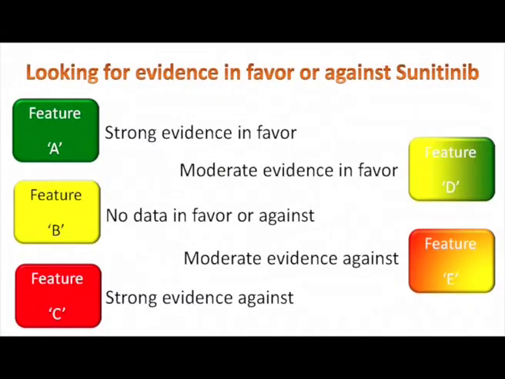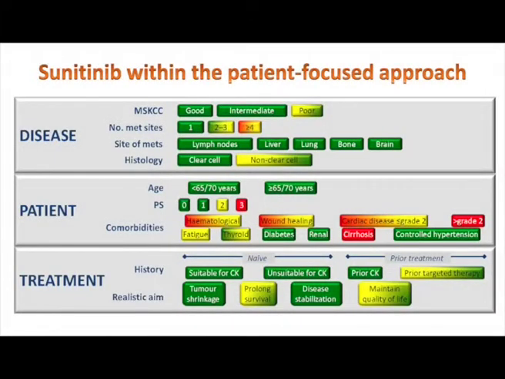And trying to look for the evidence in favor or against sunitinib in the different scenarios, I tried to color the different options. With green, I indicated a strong evidence in favor of sunitinib use. With yellow, no data in favor or against, those gray areas of treatment choices. And in red, strong evidence against. But considering that life is not black or white, I consider also moderate evidence in favor and also moderate evidence against. And trying to do this exercise, this is exactly what went out.